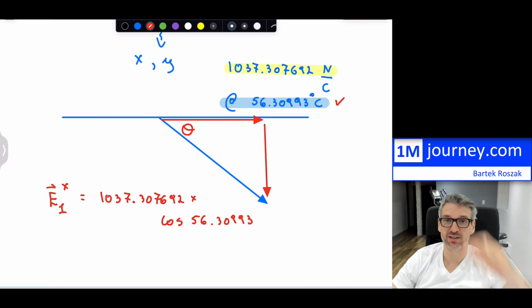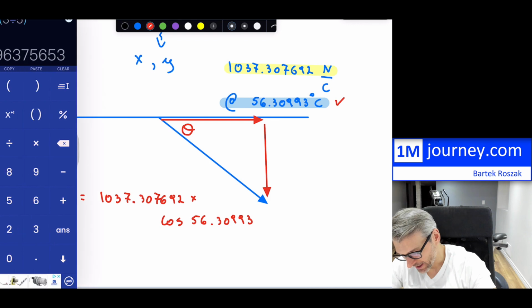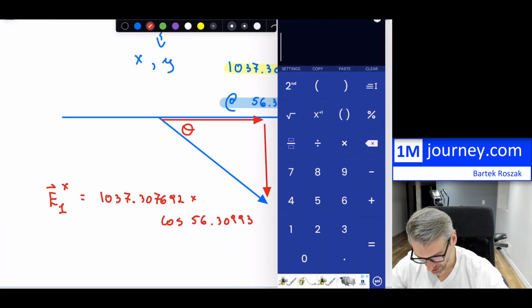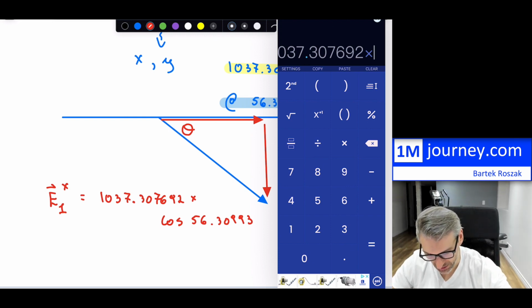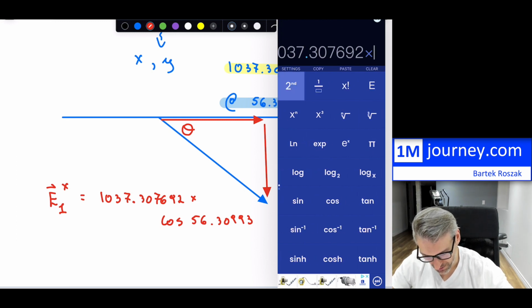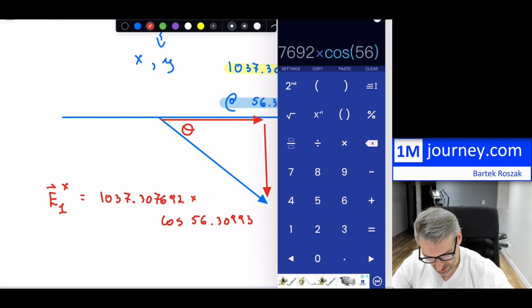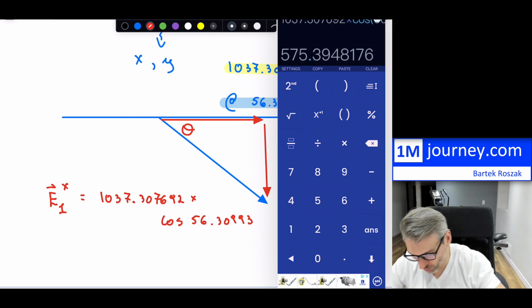You've calculated actually the distance, so you calculated the hypotenuse, so you may remember that you actually have all of these ratios in here, so you can calculate that quickly. So I'm going to put this back in here, so it's 1037.3076. How many decimal places you want to keep here is up to you. You can keep 3 or 4 if you're a student, but you can ask your teachers as well. And then this is now multiplied by cos of the angle, 56.3093. So this is going to give us what the answer is.